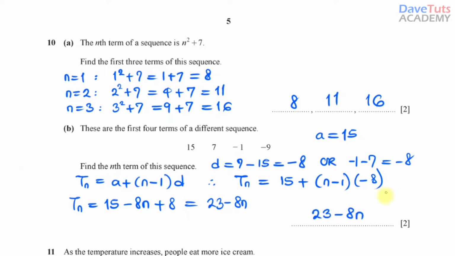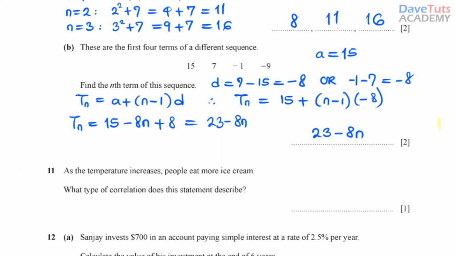And you can always verify, for example, when n is 3, this is the first one, second one, and third one. We are going to say minus 8 multiplied by 3, that is minus 24. 23 minus 24 is minus 1. So we are definitely on the right track. So this is our solution to this question.